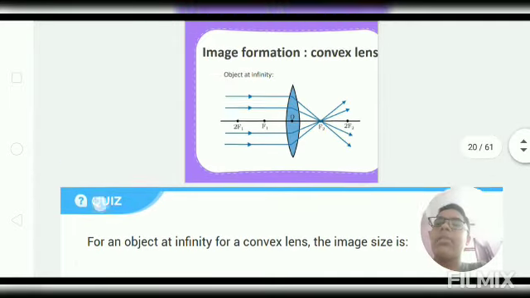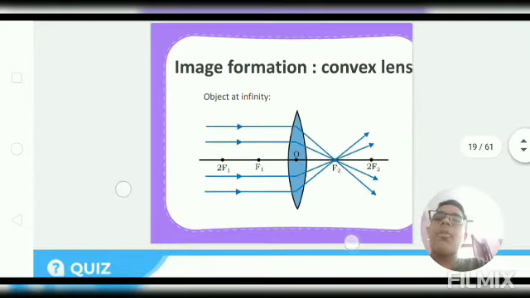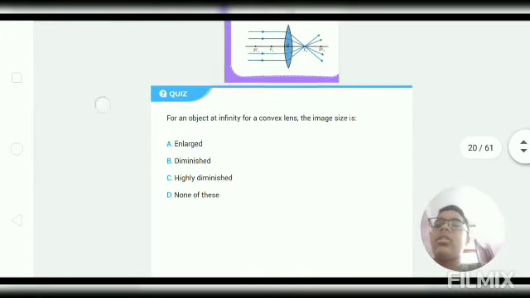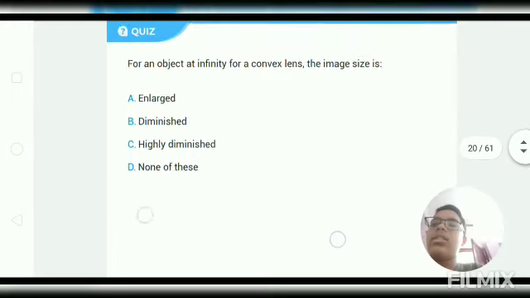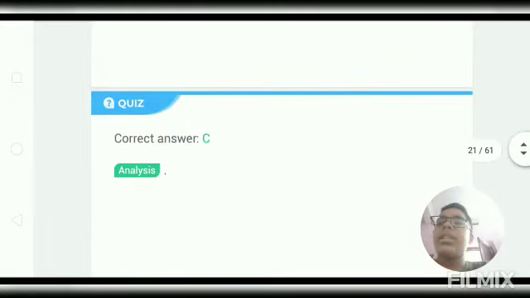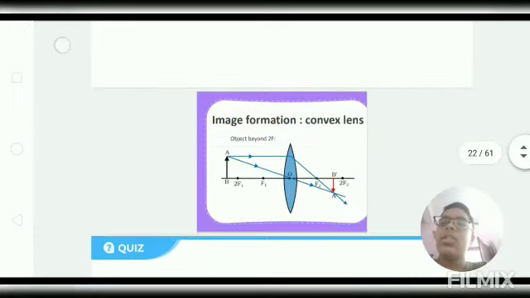I want to explain one more thing. You can call point-sized image as highly diminished image. Now you can answer this quiz easily. Your time ends in 5, 4, 3, 2, 1. Option C is the correct. We get highly diminished image.